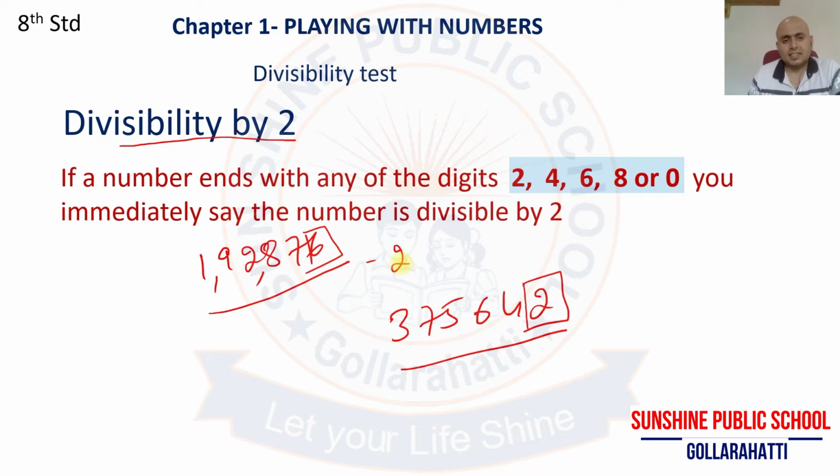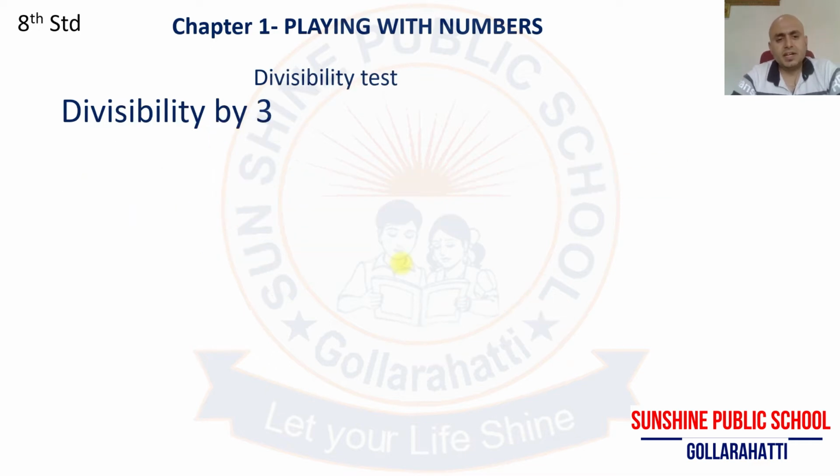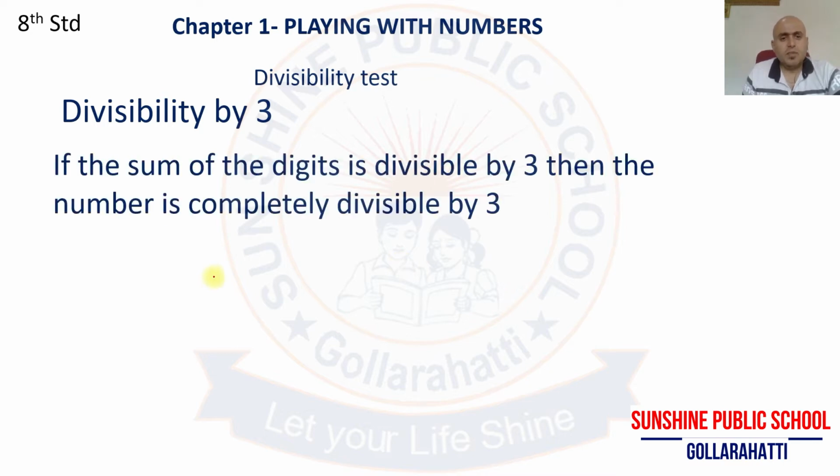Okay, let us see next, divisibility by 3. How to check whether the number is divisible by 3 or not? If the sum of the digits is divisible by 3, then the number is completely divisible by 3. For example, you should add the digits. If there is a 5-digit number, you should add the 5 digits, and if the sum is divisible by 3, then the full number is completely divisible by 3.